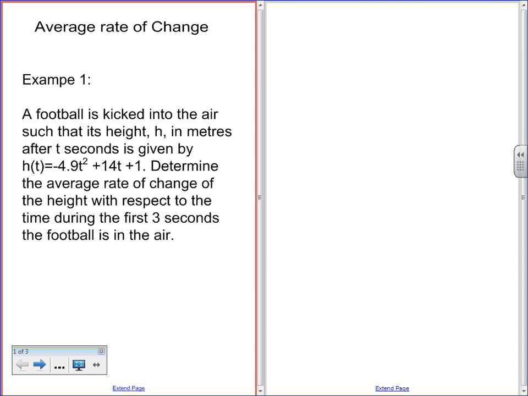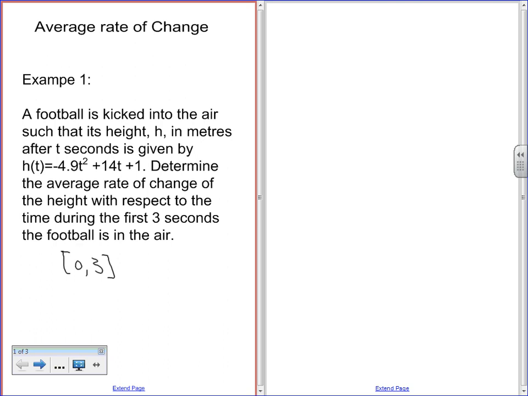So I want to determine the average rate of change of the height with respect to the time during the first 3 seconds the football is in the air. So my time interval is from 0 to 3 seconds. I want to figure out on average how fast that football is moving.